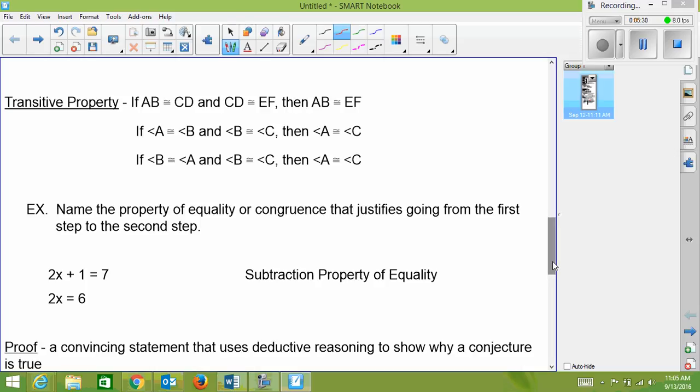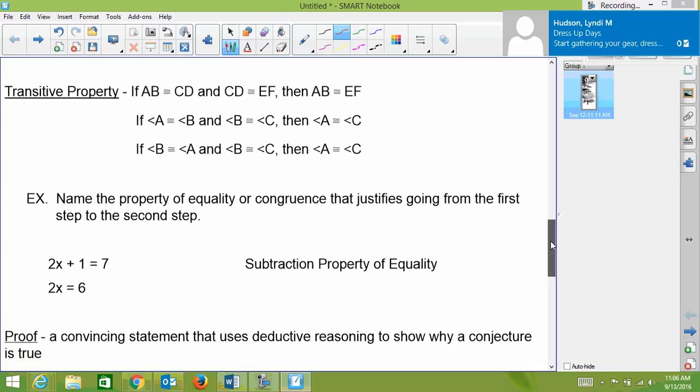Again, pretty common sense, but you need to understand these rules as we go through the proofs here in a minute. Transitive property, if AB is congruent to CD and CD is congruent to EF, then AB would be congruent to EF. So we're using the same thing we did with those equality properties. We're just using angles and segments now. So if angle A is congruent to angle B and angle B is congruent to angle C, then angle A would also be congruent to angle C. If angle B is congruent to angle A and B is congruent to angle C, then A and C would also have to be equal.